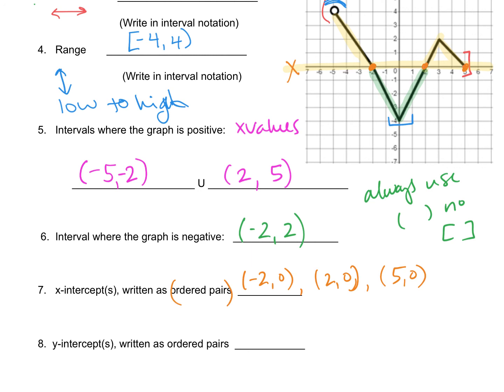The y-intercept is going to be right down here where it crosses the y-axis, and that is going to be (0, -4). So I go left or right, none. This is my x, this is my y.